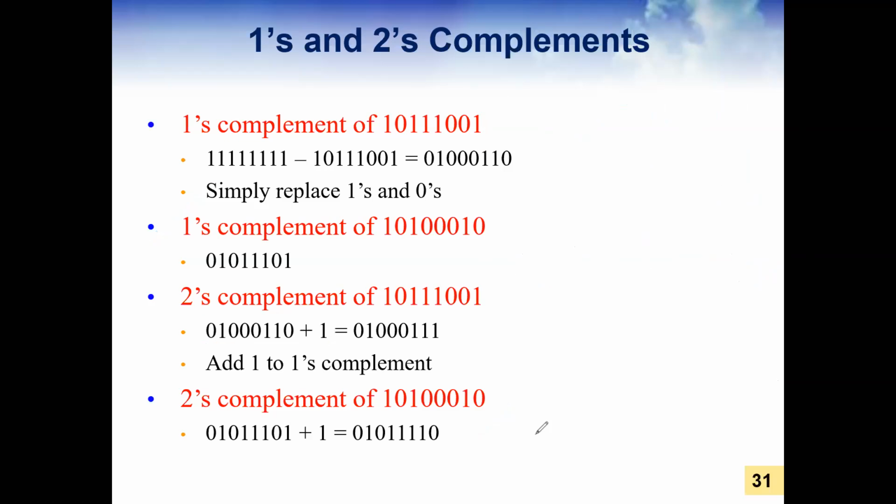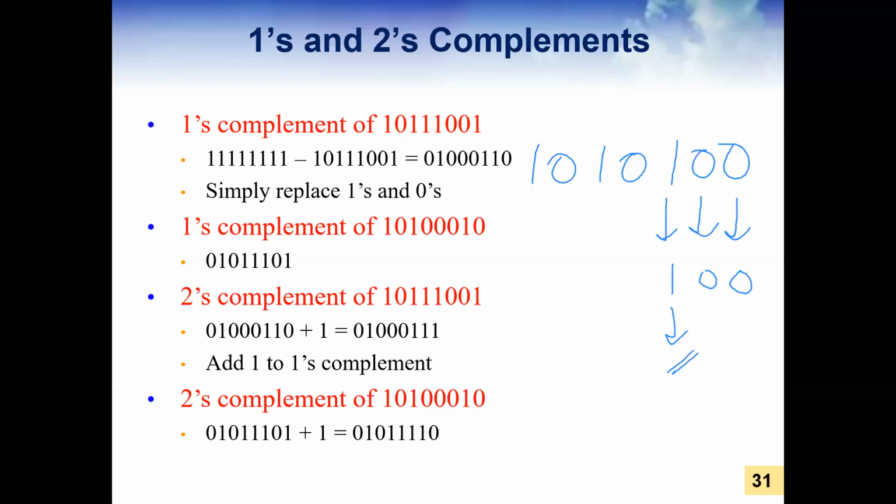I'll repeat this one with one more example. Let's say I have this number: 1, 0, 1, 0, 1, 0, 0. I want the 2's complement directly, without getting the 1's complement first and then adding 1. I'll copy this 0. I'll copy this 0. Once you copy the 1 here, you will not copy further. You will replace. So once you copy the 1, stop.